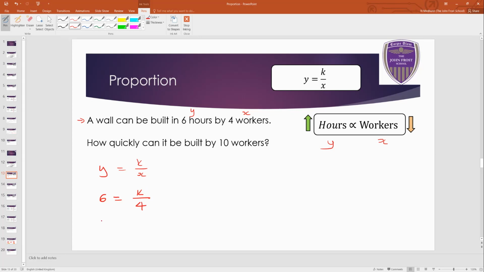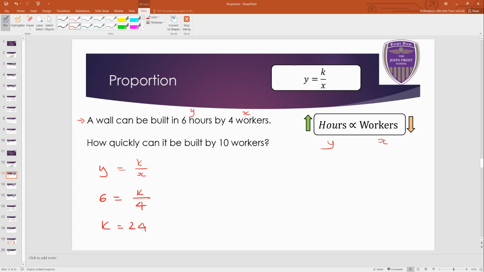Well, we need to work out what k is, because that's going to be our constant. So if we solve this for k now, something divided by 4 equals 6. We just solve in a normal way by using the inverse, so do the opposite of what it says. The opposite of dividing by 4 would be to times by 4. So k is 6 times by 4, which is 24. K is a constant. So for this question, using these values, k is always going to be 24.